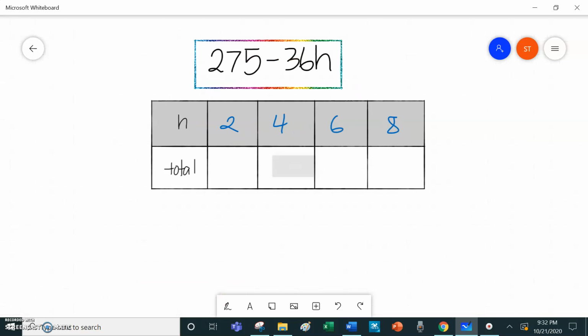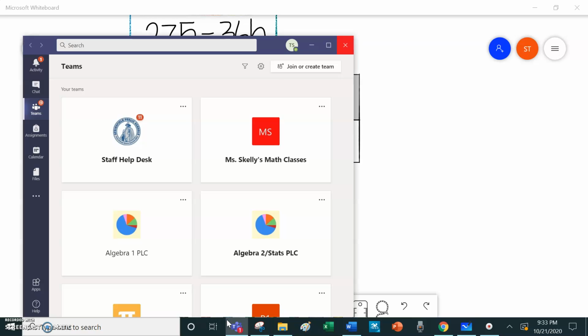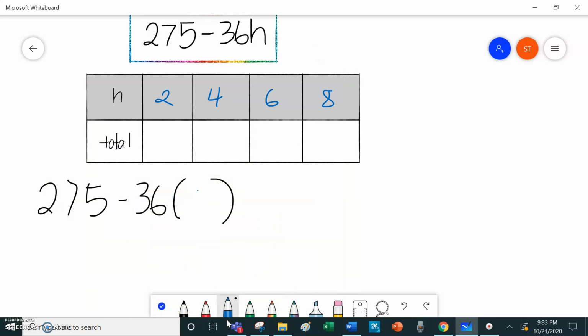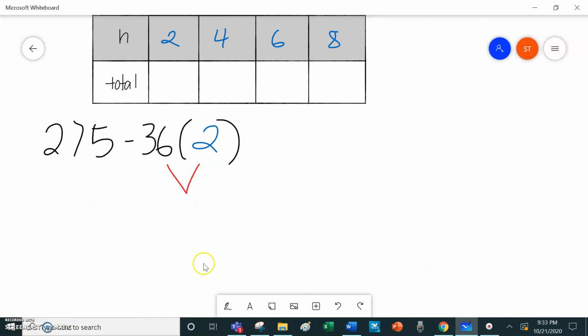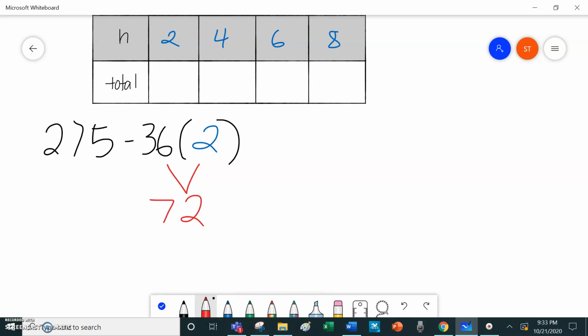So I will start by rewriting my expression, 275 minus 36, but instead of h, inside parentheses, I'm going to put my first value for h, which is 2. I must remember that parentheses indicates multiplication. I will do 36 times 2. 36 times 2 is 72. But I still need to subtract that from 275.